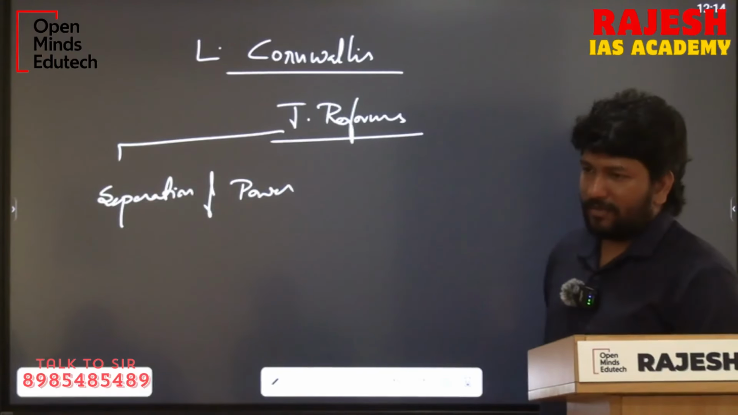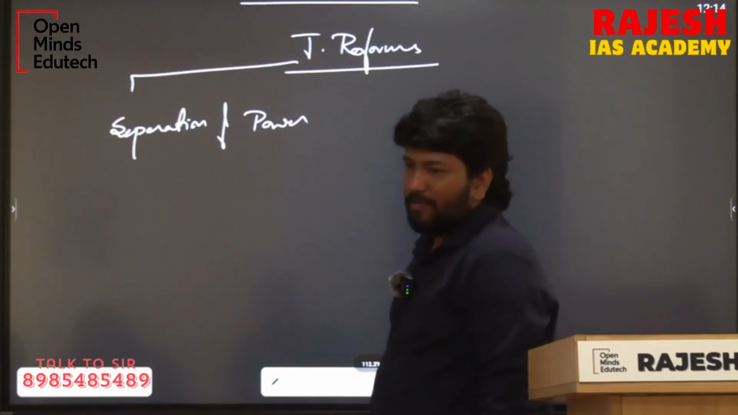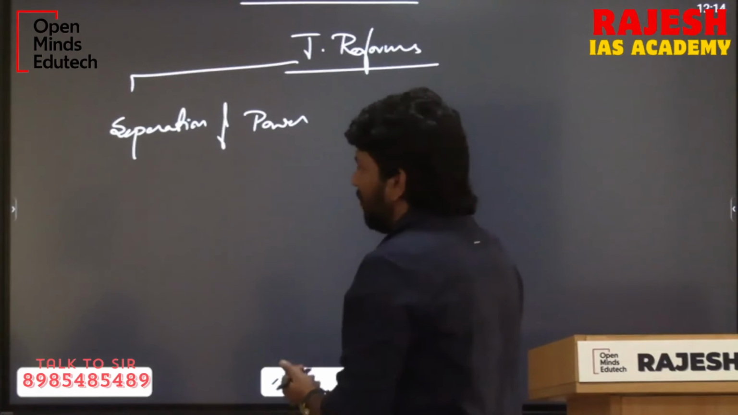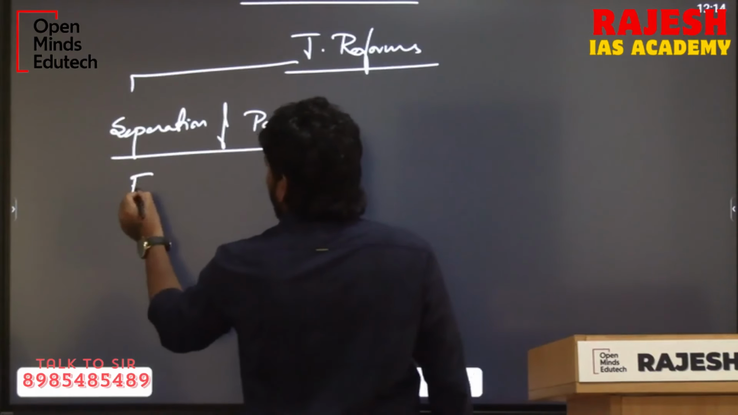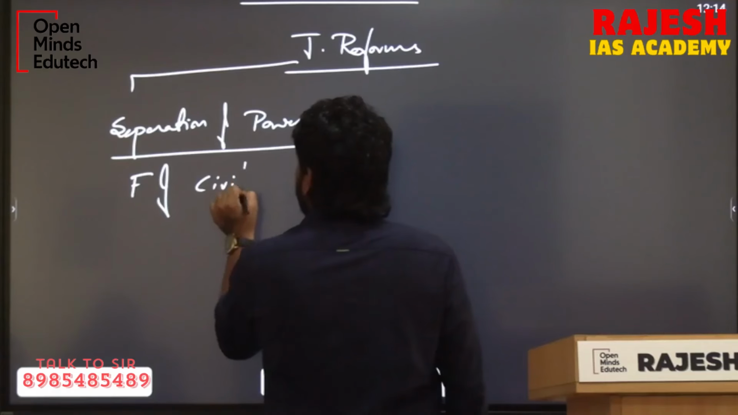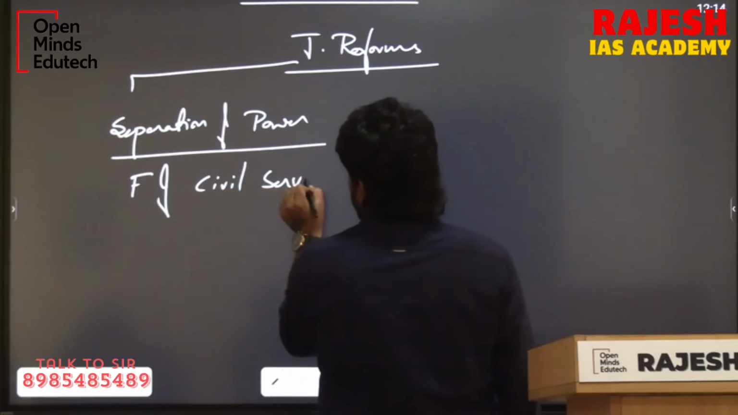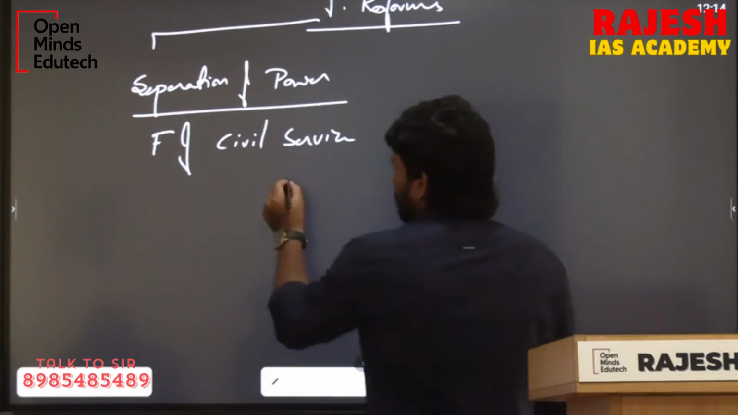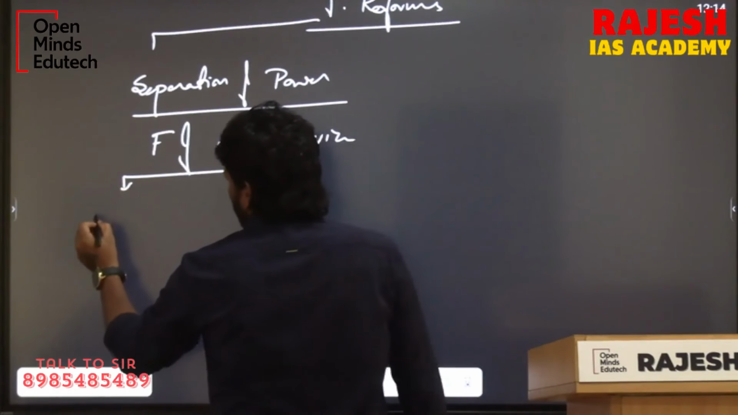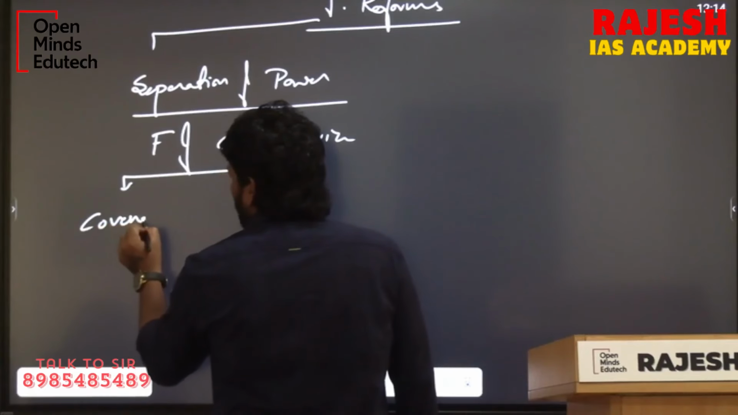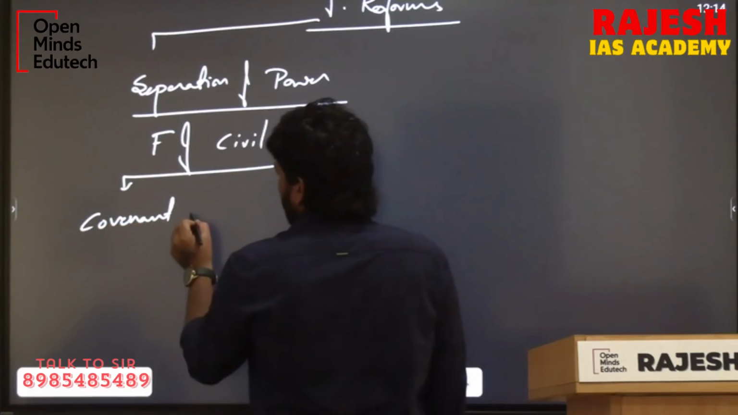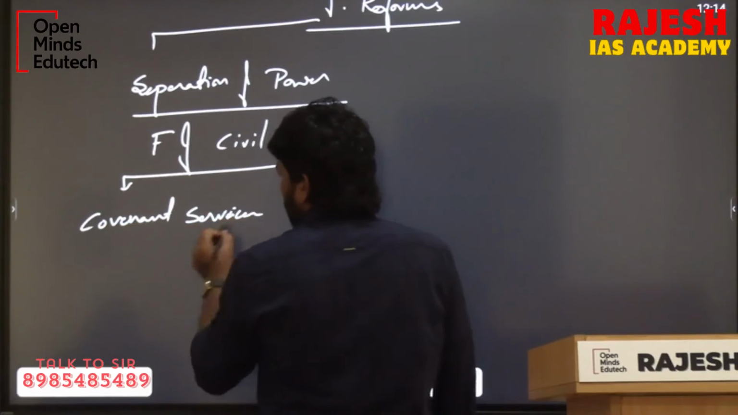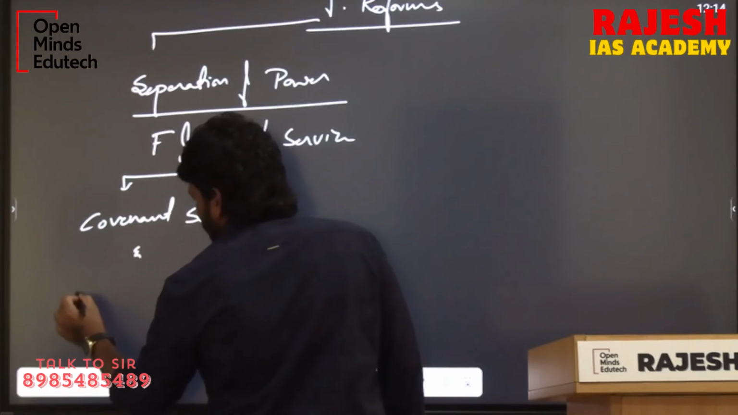So, separation of power. He divided the collecting rights from judicial power. That is why he is called the father of civil services. He is called the father of civil services because he created two posts in civil service: covenanted service and non-covenanted.